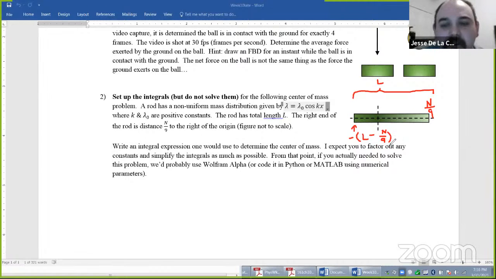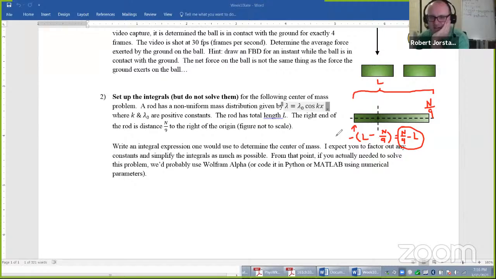Sweet. Which I guess you could rewrite as n over 9 minus L. However, that's usually bad form just because it's not obvious the answer is negative. Whereas here you're saying, look, I know n over 9 is smaller, so this clearly shows you the answer should be a negative number. Either one would be full credit, like I said.